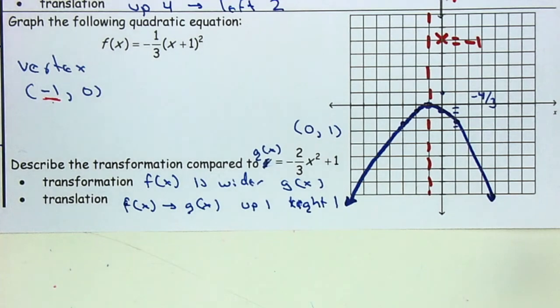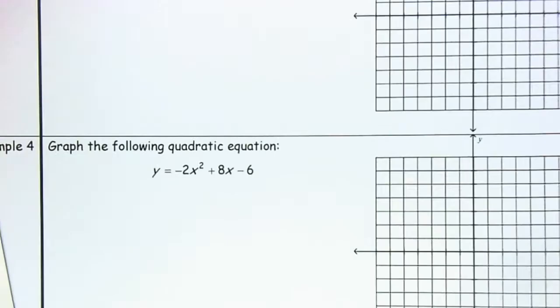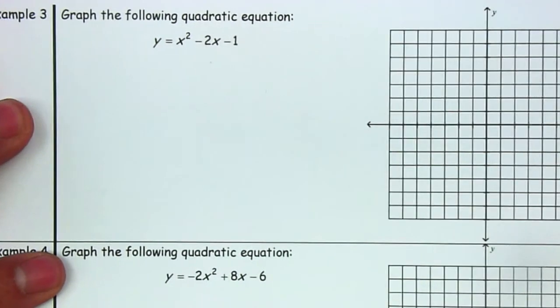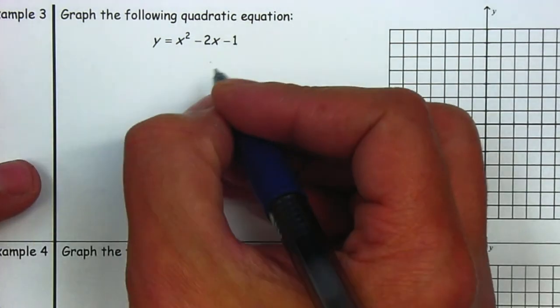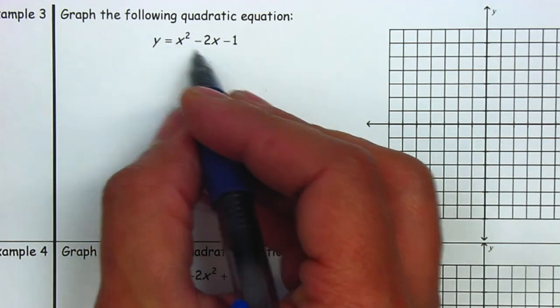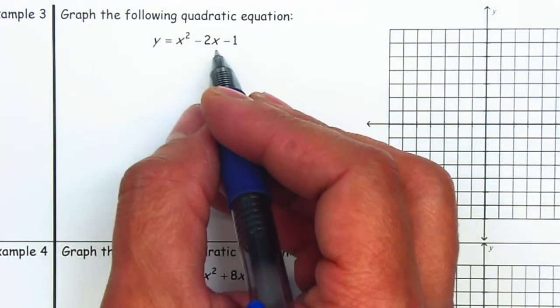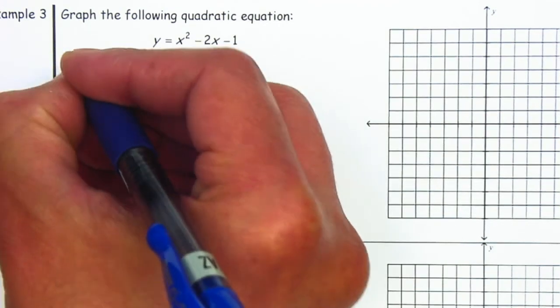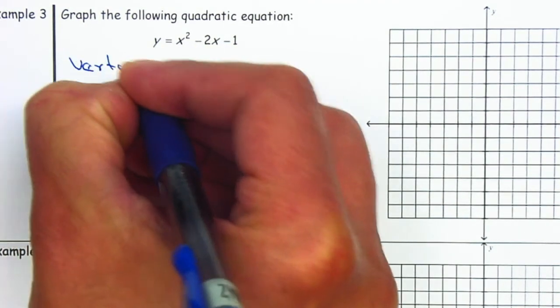Let's continue to the back side. On the back side, we're going to be starting to graph quadratic equations that are in standard form. And notice the difference is x squared minus 2x minus 1. There's no more an h and a k. We're going to start with the same process. We need to be able to find the vertex.